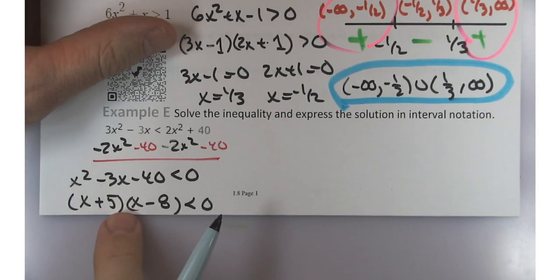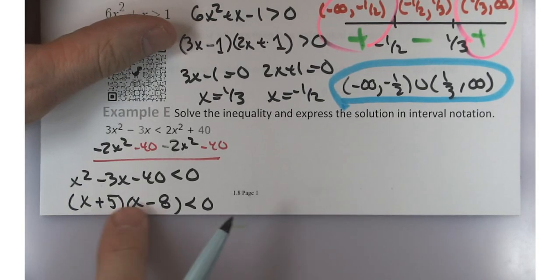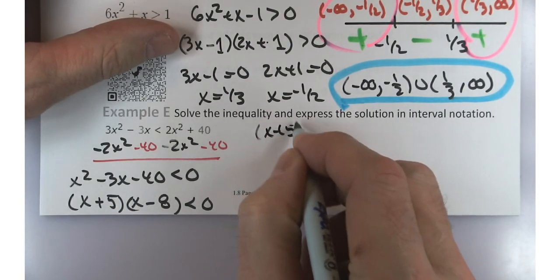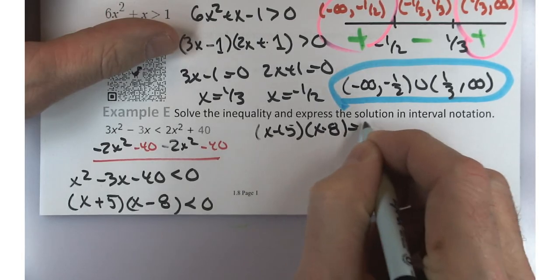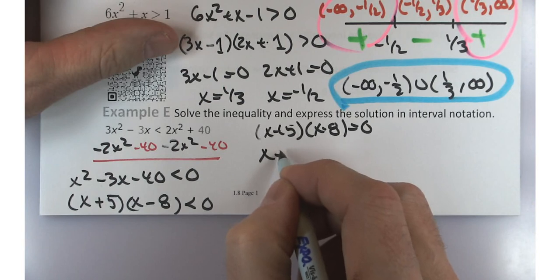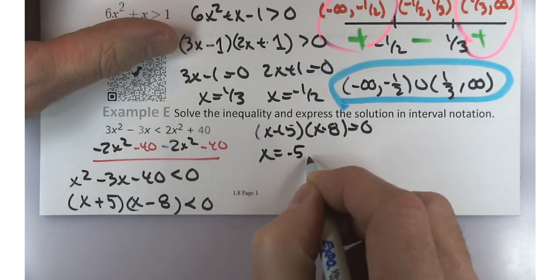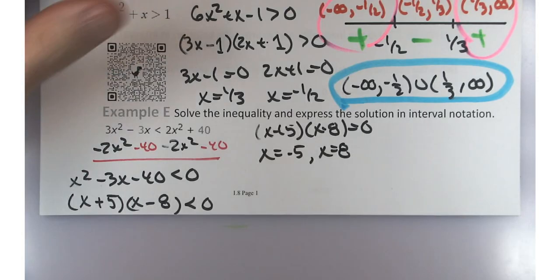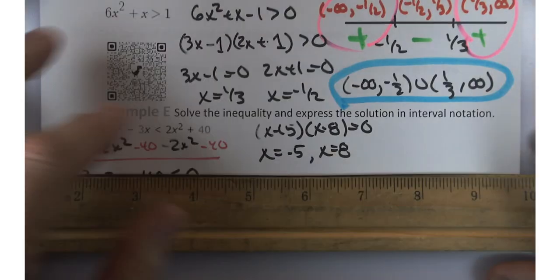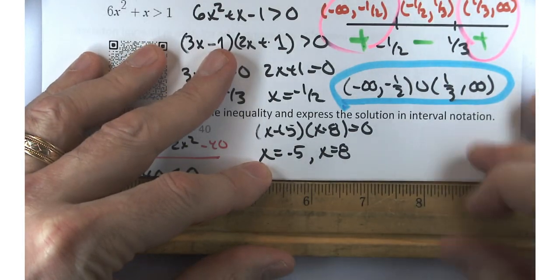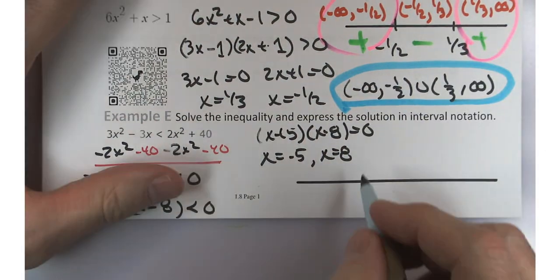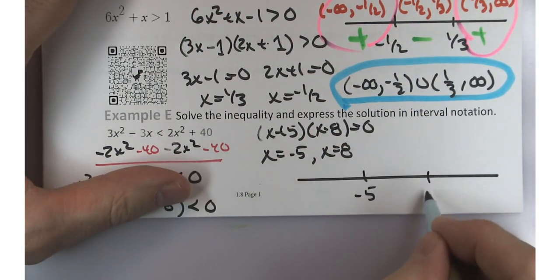Now, where does that mean that this graph could actually equal 0? Can you look at this and say, well, where does x plus 5 times x minus 8 equal 0? Where is that going to be true? -5 and +8. Good. -5 and +8. So those are the two numbers that I want to put on my number line. So let's put them down in order, -5 and +8.